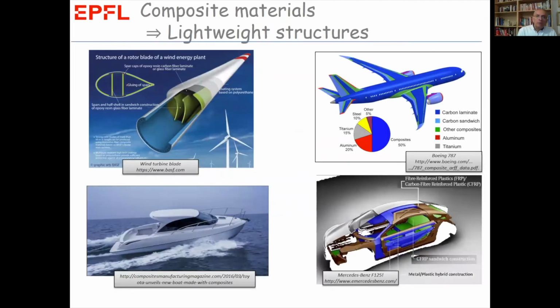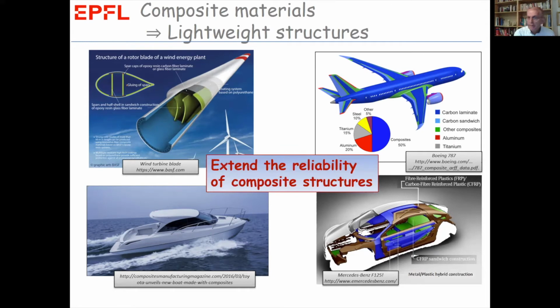So, as we all know, fiber-reinforced plastics possess very high specific properties, and they are commonly used in high-tech applications or structures, like here in aerospace, automotive, naval, energy, and several other infrastructure applications, including sports. Current research in the area is to extend the reliability of composite structures.